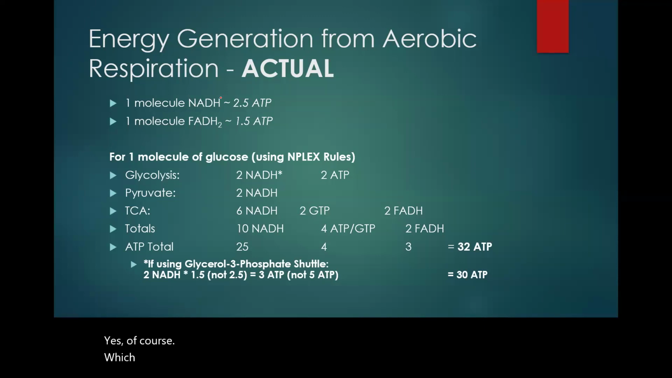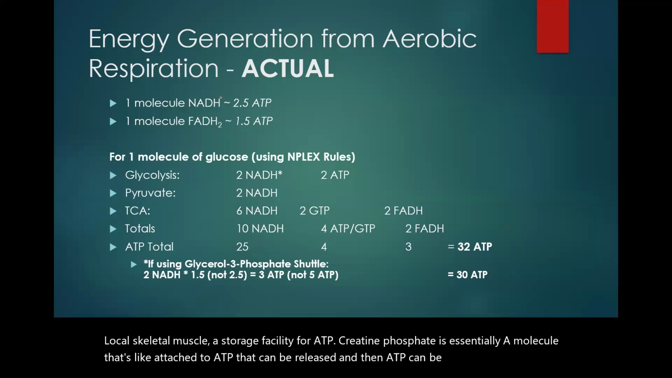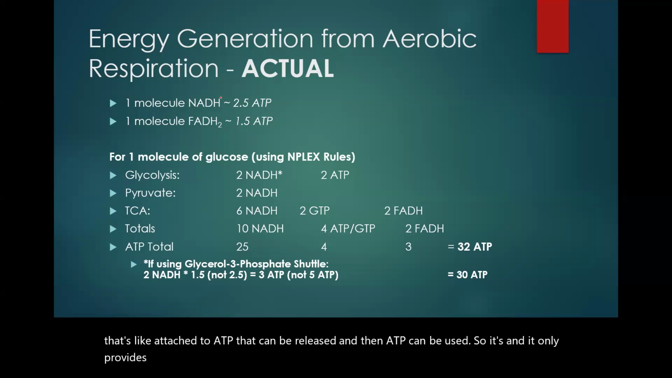Creatine phosphate is not a part of this process at all. Think about it as local skeletal muscle, a storage facility for ATP. Creatine phosphate is essentially a molecule attached to ATP that can be released, and then ATP can be used. So it only provides like 10 to 15 seconds of ATP use. So it's less than even anaerobic glycolysis can do.